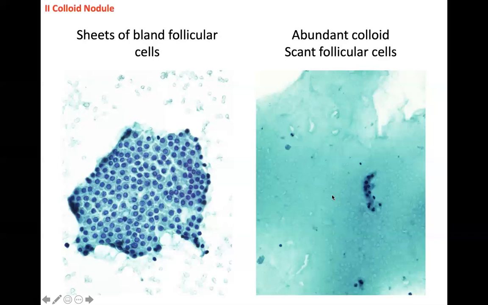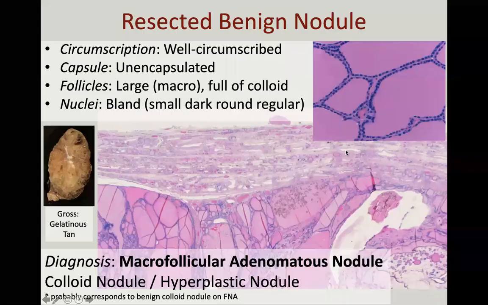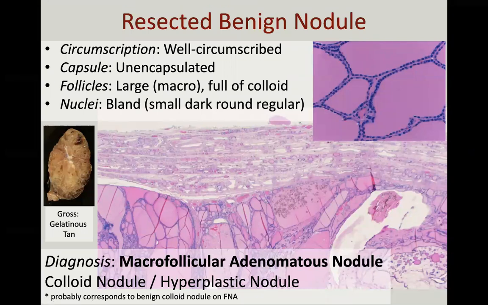So what does that look like on histology? So when I see benign colloid nodule on FNA, what am I expecting to see on histology? So usually it's going to be a well-circumscribed lesion with or without a capsule, but certainly well-circumscribed. The follicles are large. There's lots of colloid, and the nuclei are certainly bland, right? So how does that recapitulate? So lots of colloid, absolutely.